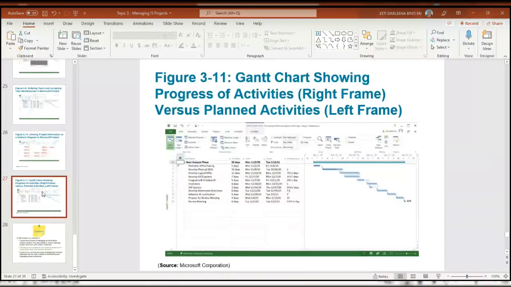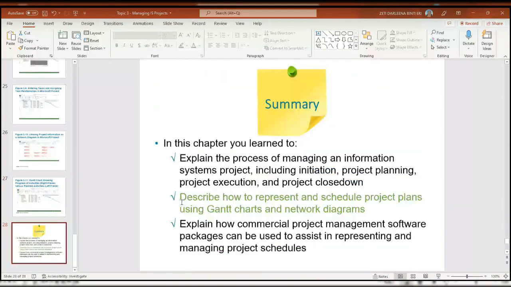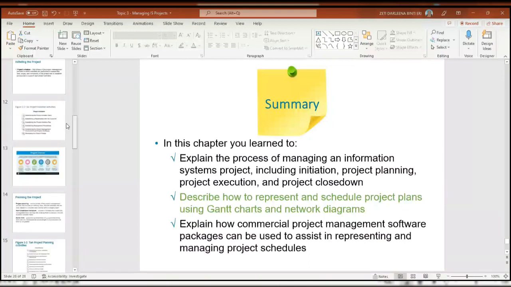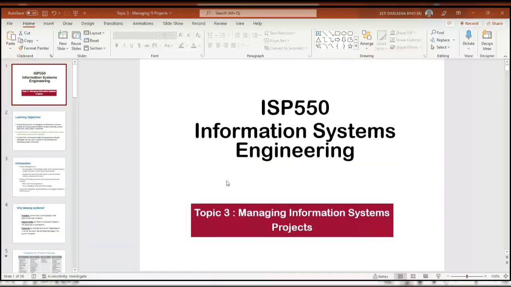Alright. Basically that is the end of the topic 3, yeah, which is managing information system projects. Is there any question? Not yet. Tak ada, madam. Alright, okay. So I end the recording.